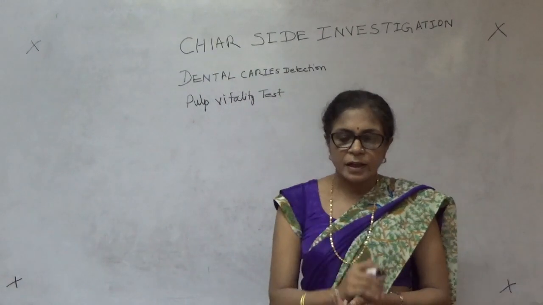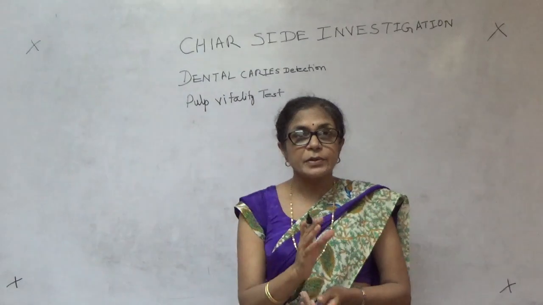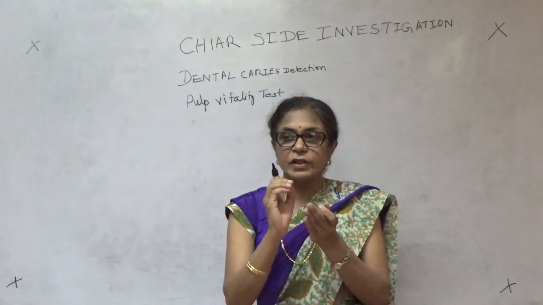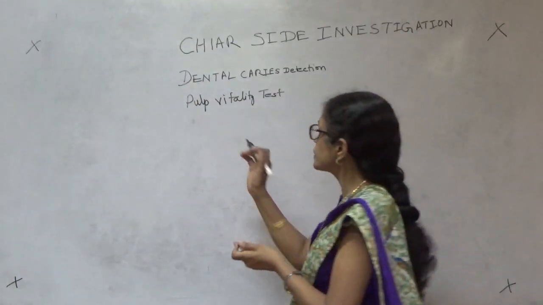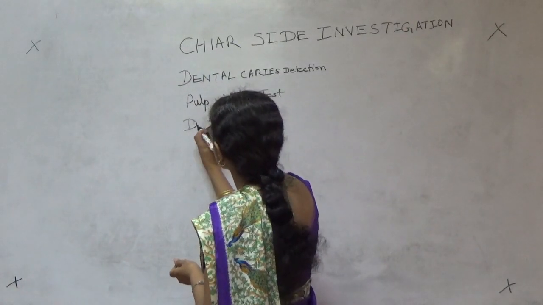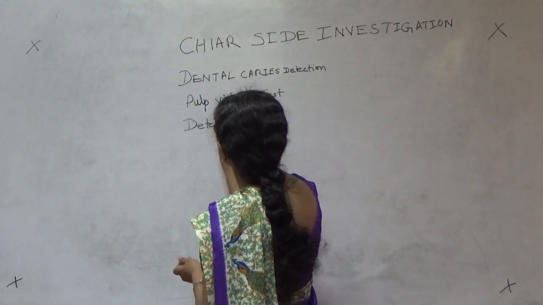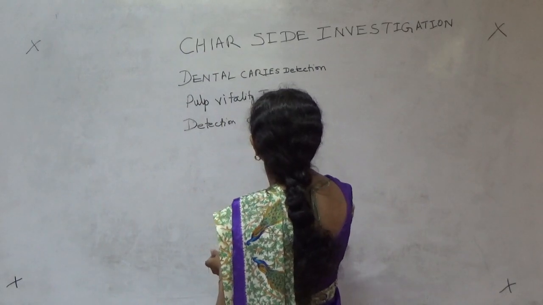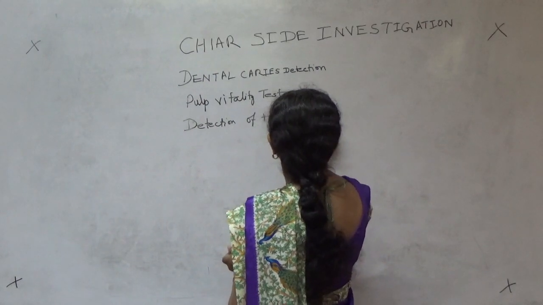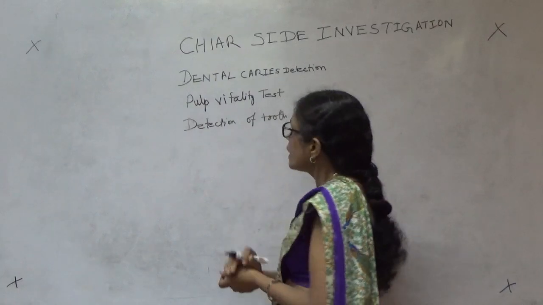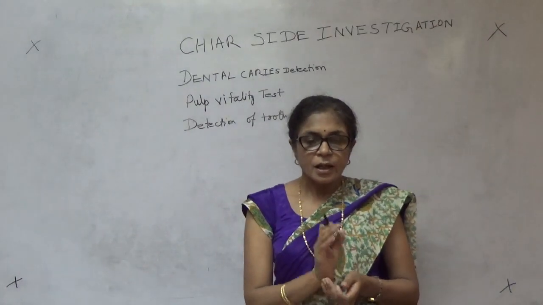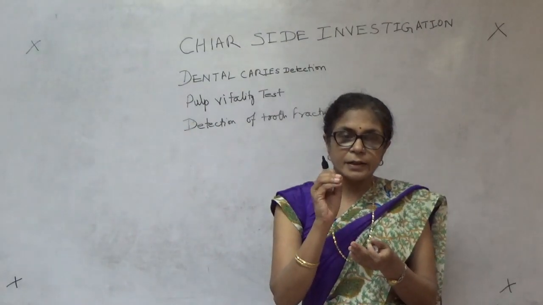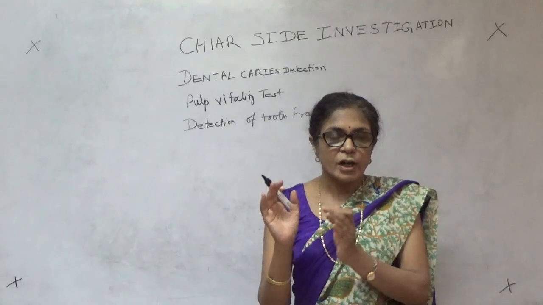So this is another caries detection method. Then sometimes we think that the tooth might be fractured, so at that time we go for detection of tooth fractures. Then we also do some other tests. This was for hard tissue.